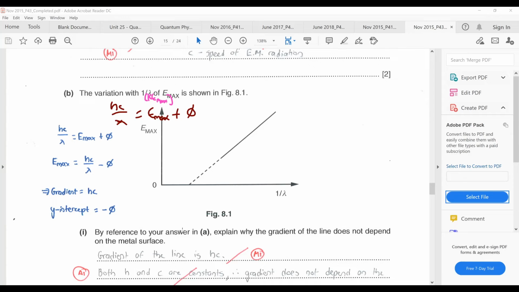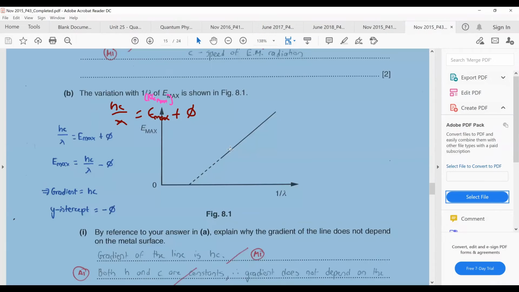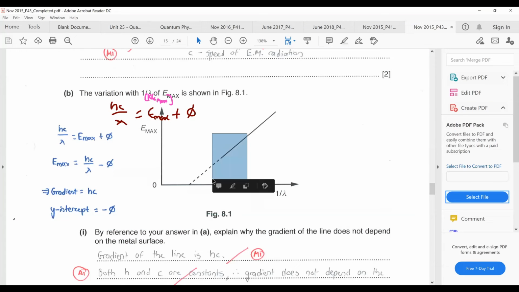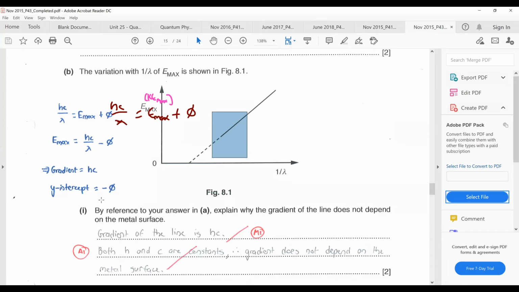In a way, we've actually done something like this already. Why doesn't it depend on the metal surface? Because if you were to draw a graph of Emax versus 1 over lambda, your gradient is actually going to be hc. hc is the product of two constants. It's always going to be a constant, so it therefore does not depend on the metal surface.